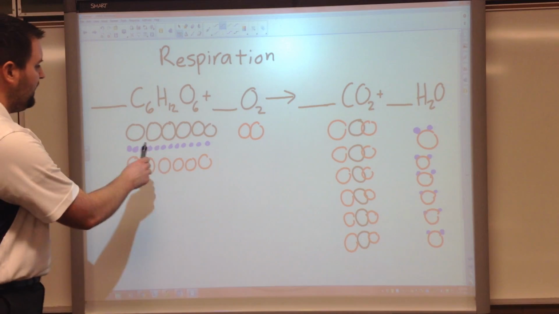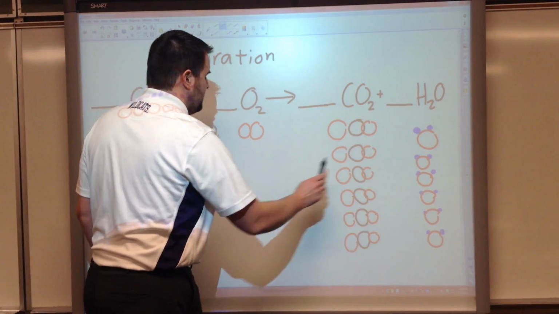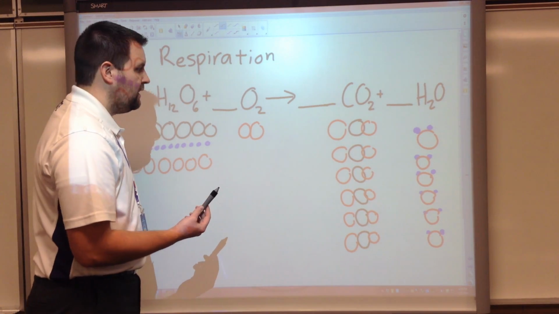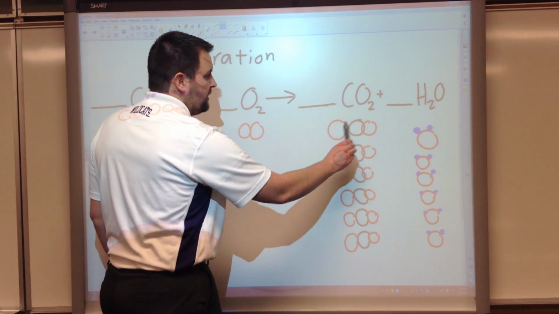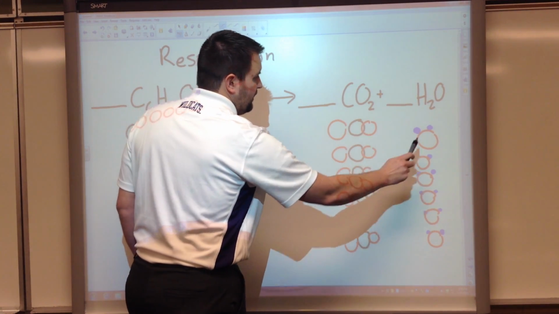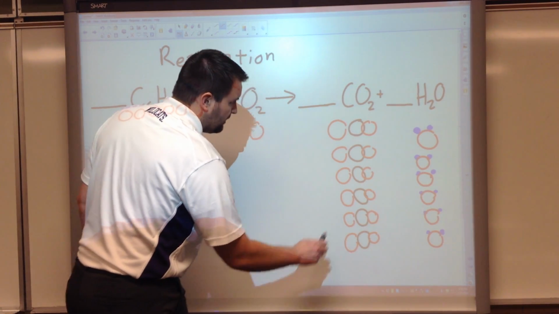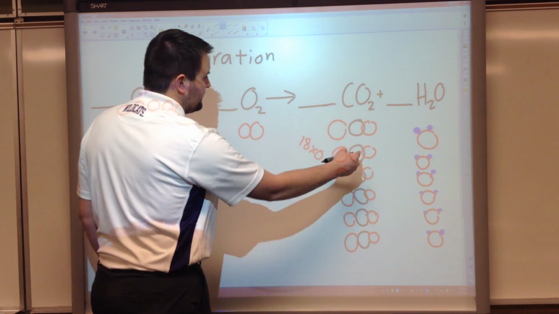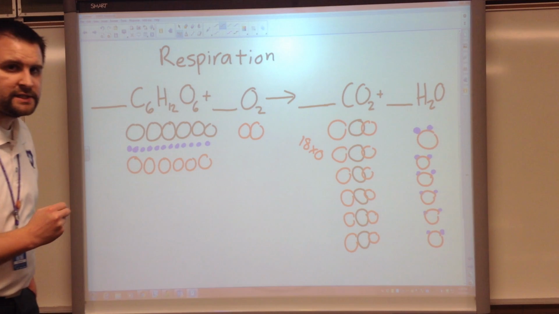Alright, so now my hydrogens balance, I have 12 on both sides. My carbons balance, I have 12 on both sides. And now I need to balance my oxygen. So I just do that by counting up all my oxygen. So I have 6 times 2, so that's 12, plus another 6, that's 18 oxygens. So 18 oxygen on this side. That means I need to have 18 on this side.